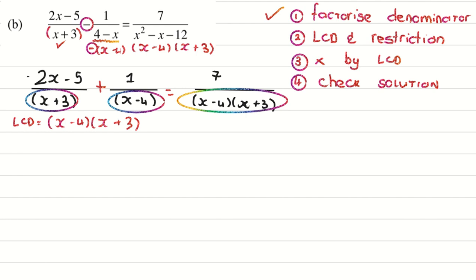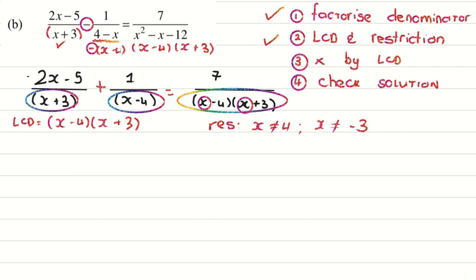And then for our restriction, we're just going to write RES, okay? X cannot be equal to 4 because that will make the denominator 0, okay? So x cannot be 4. And the second one is that x cannot be equal to minus 3 because again, it will result in the denominator being 0 and then the whole thing is undefined. Now that we've done that, we can do the actual calculations, which is us multiplying by the LCD, right?